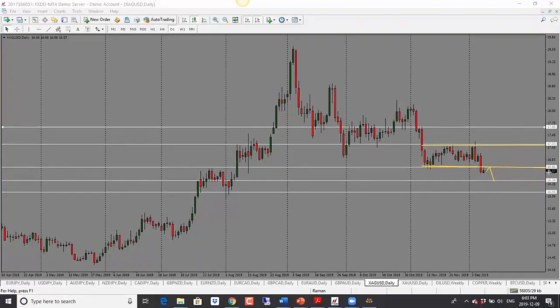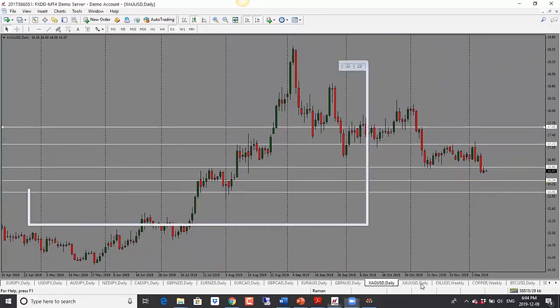So we could get a potential pullback into 16.65, then looking for it to drop into 16.35, potentially into 16. So bias here is bearish for silver.